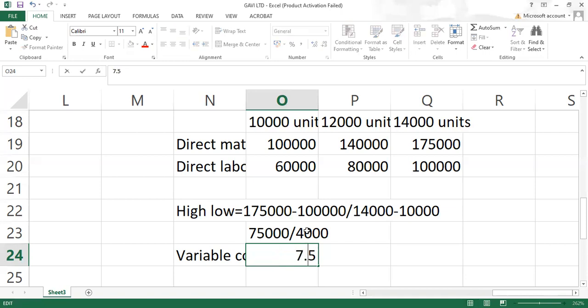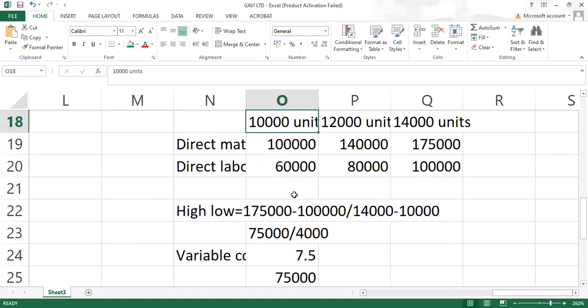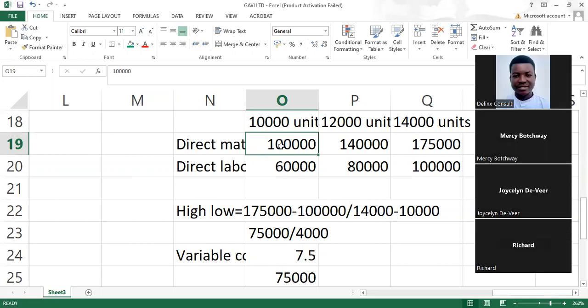7.5. Okay. So if you get 7.5, it means that 7.5 per what unit, isn't it? Yes, please. So you use the 7.5 to multiply the 10,000 units and see how much you are going to get. That will give you how much? 75,000. But what was the total cost for the material here? 100,000. So what is the meaning? It means that there is a fixed cost element of what? 25,000. Are you okay? Yes, please.